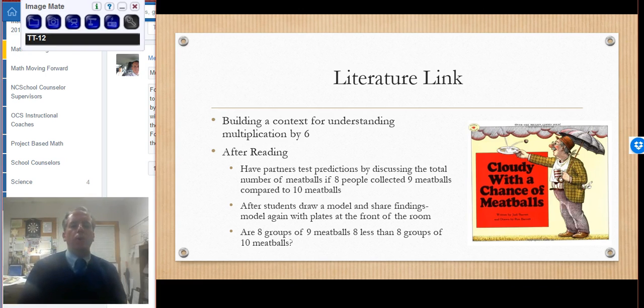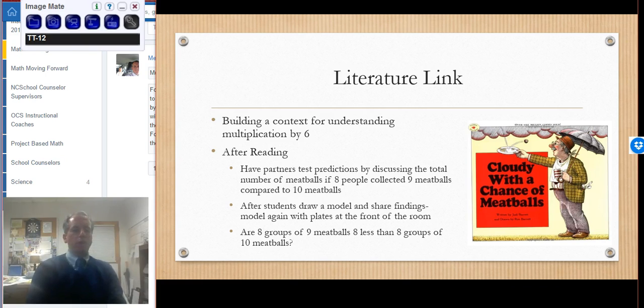So if they model, again, 8 people, right, and they have 9 meatballs, and then we have 10 meatballs for those 8 people. So what's the difference if I have 9 meatballs or if I have 10 meatballs? Once they share their findings and we have the plates around the room, they all have 9 meatballs and 10 meatballs, and so we're going to invite 8 of the folks up to the front of the room who have 9 meatballs on their plate. And again, these are just their little drawings of their 9 meatballs.